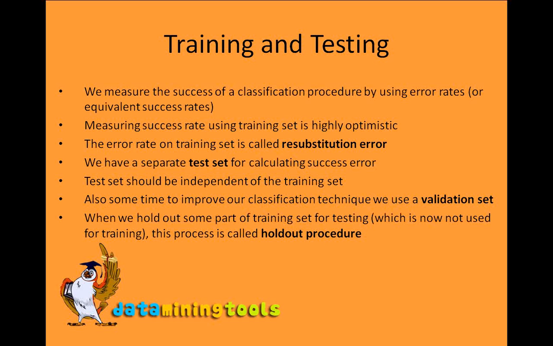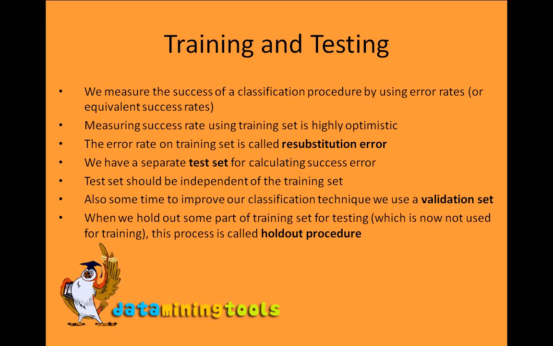So in practical cases, we have a separate test set for calculating success error. Now the test set should be independent of the training set. There should be no dependence between the test set and training set. Also, sometimes to improve our classification technique, like suppose we want to do pruning of our classification technique, we have a separate set called the validation set.